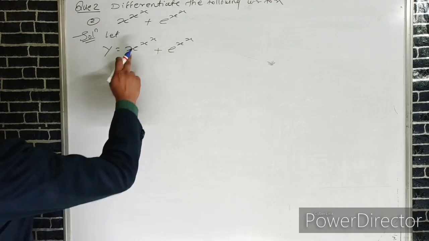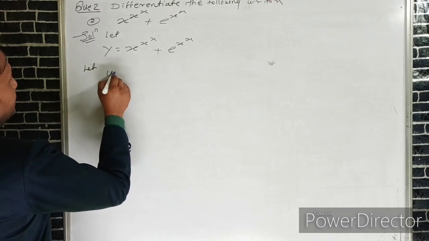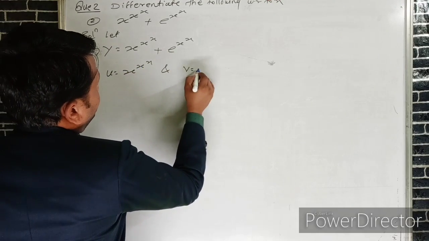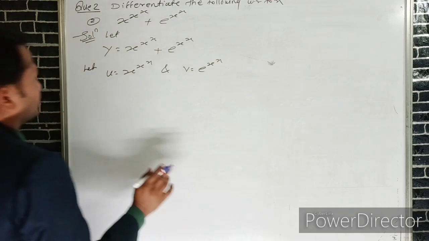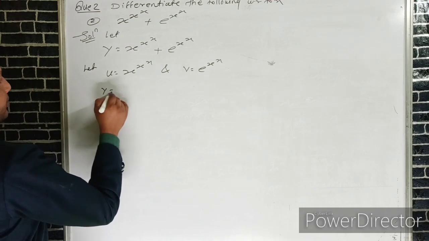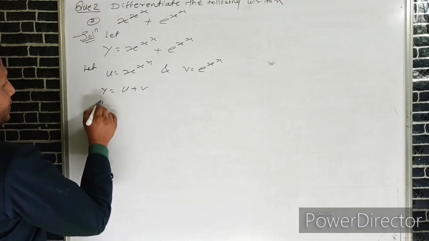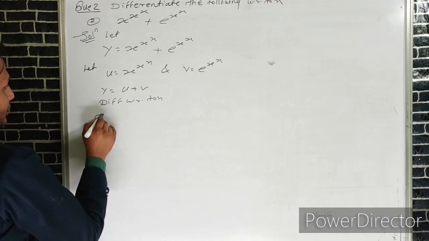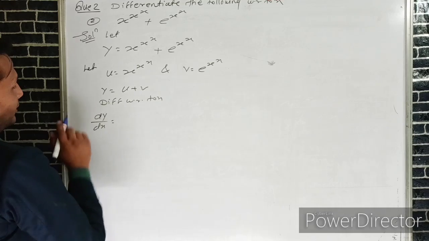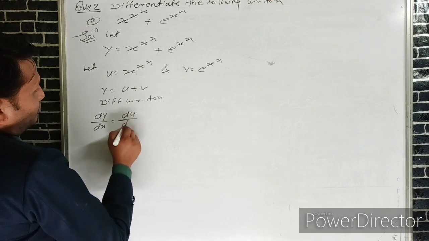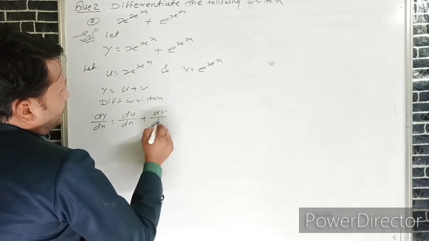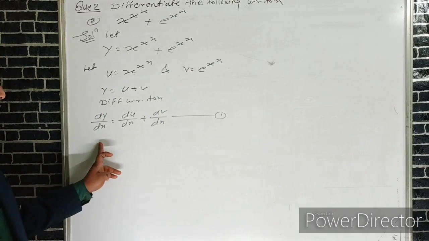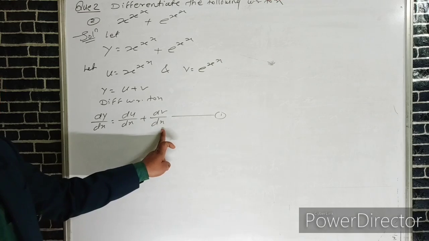First we consider the first function u is equal to x raised to the power x raised to the power x, and the second function v is equal to e to the power x raised to the power x. Then y becomes u plus v. If we differentiate the given function with respect to x, then we get the derivative of y, dy by dx, which is du by dx plus dv upon dx, equation number 1. We have to find here du by dx and dv by dx.